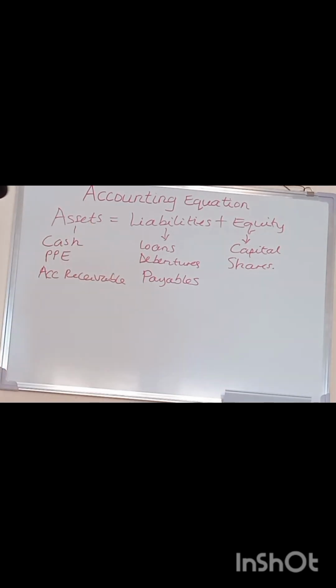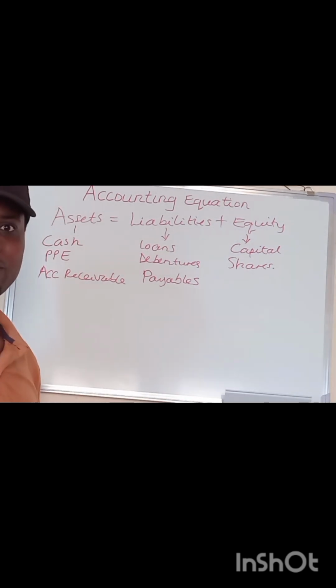Then on liabilities, we also have current liabilities and long-term liabilities. Current liabilities are supposed to be paid within a period of a year, and this includes our accounts payables, which are also known as the creditors. We also have arrears, for example rent in arrears. Those types of liabilities are supposed to be paid within a year. But when it comes to loans, you can have a 3-year loan. You can have debentures which can last for over 10 years. These are what we call long-term liabilities.